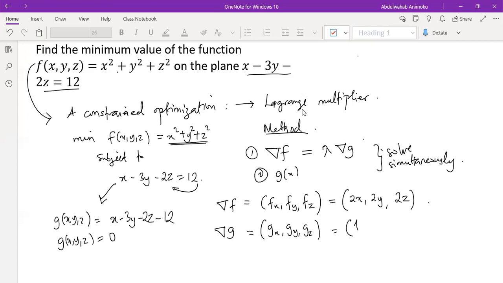Now you can find the partial derivatives with respect to x, y, and z. With respect to x, it is going to be 1, because the derivative of the first term is 1 and the rest will be 0. With respect to y, it is going to be minus 3. With respect to z, it is going to be minus 2. And that is it.